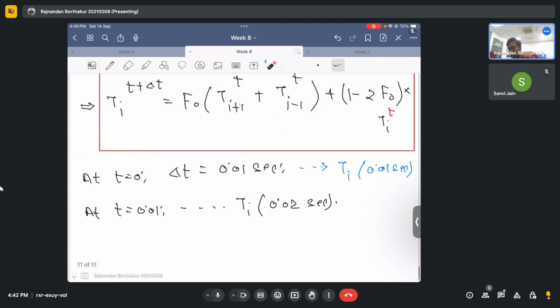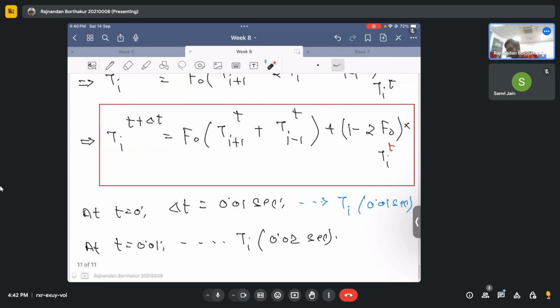Now, did you understand a little bit? This method of expressing the unknown temperature as a function of the known temperatures is known as an explicit scheme, because you know the temperature value at the next time step explicitly in terms of the known values at the previous time step. That's why this method is known as an explicit method. Did you understand a little bit how we march forward with time?